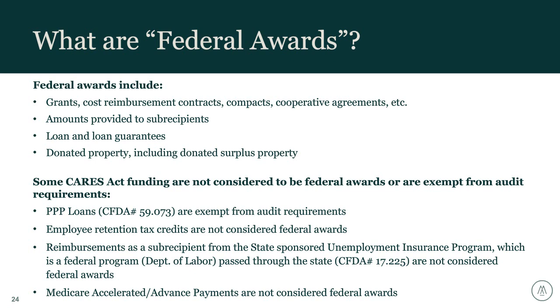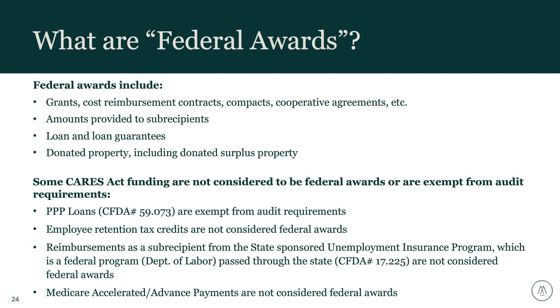Generally, federal awards are going to include grants, any type of cost reimbursement contracts that are reimbursed with federal dollars, and any type of cooperative agreements. If you're receiving grants via the state or a local agency, for example, in California, I know some of the hospitals have received grants through the California Hospital Association. That potentially could be a federal award, especially if the CHA is passing those dollars through. Any kind of donated property could potentially be considered a federal award.